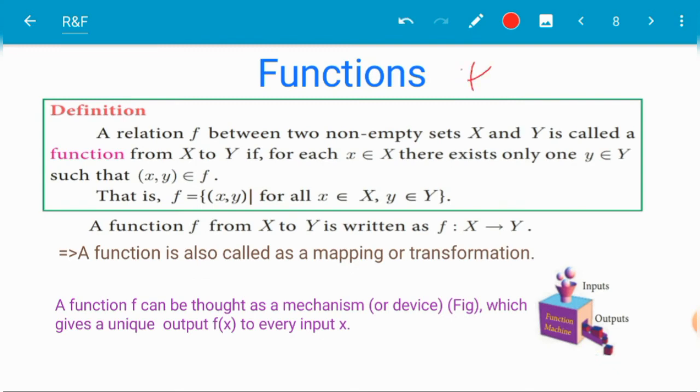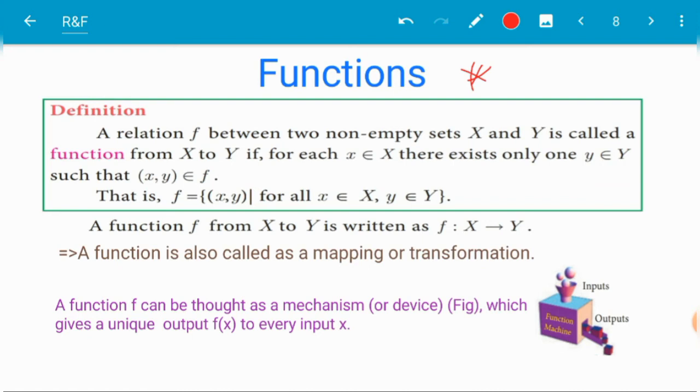Functions, very important. What is a function? A function is a special case of a relation. A function is a relation, but it is special. You have a lot of friends. Yes or no? Among them, some friends you show more affection. Yes or no? More affection. So like that, a relation that is a function is also a special relation. It is a special category.